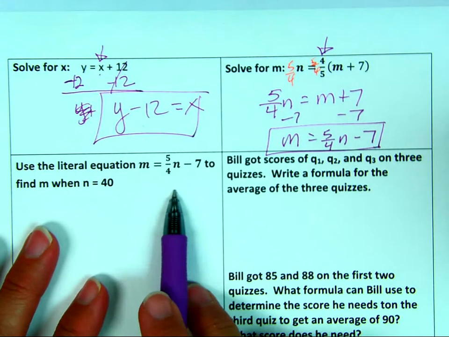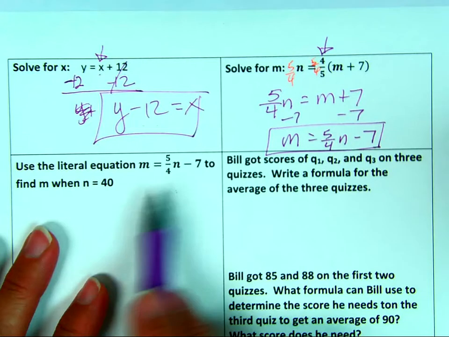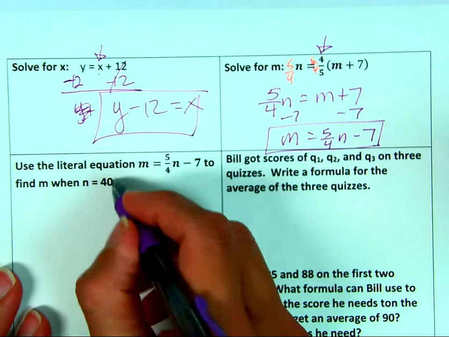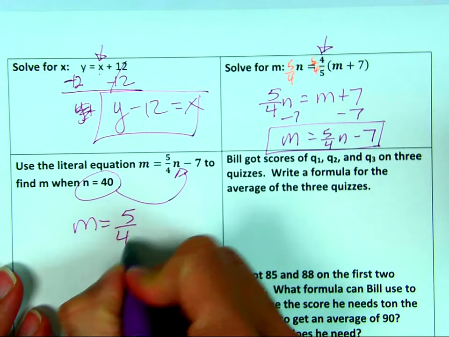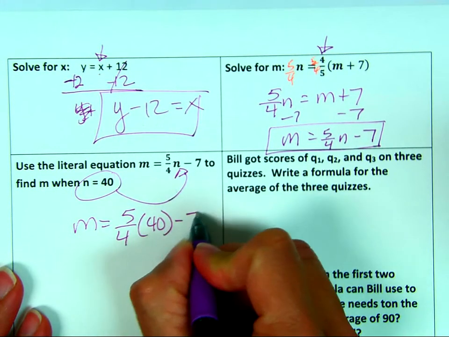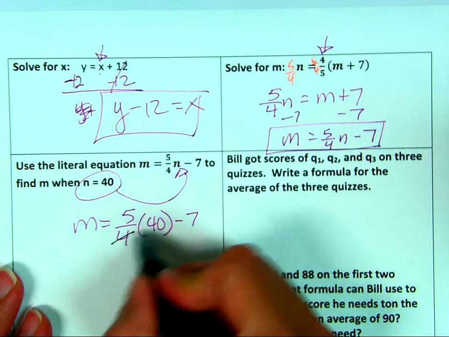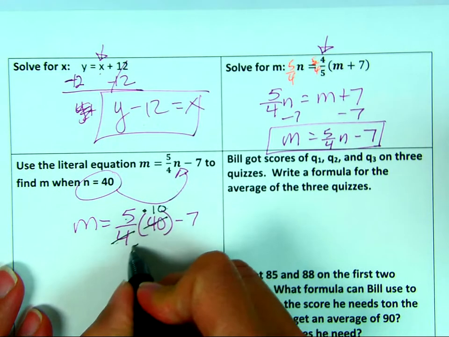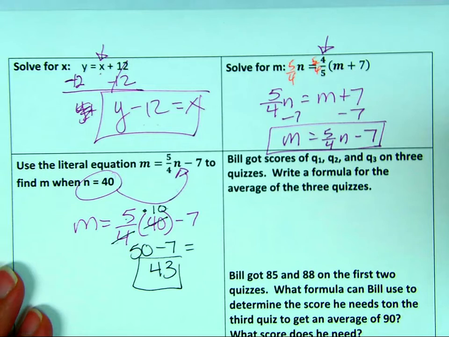And now, that's what that equation is right there. We just figured that out. So now it says use it to find out what m is when n is 40. So I'm going to take 40, I'm going to plug it right in there. So m equals 5/4 times 40, because that's what our new n is. I like to not use a calculator if I don't have to. 4 goes into 40, or if I divided first, that's 10. What's 5 times 10? 50. 50 minus 7 is 43. So I just found m when n was 40.